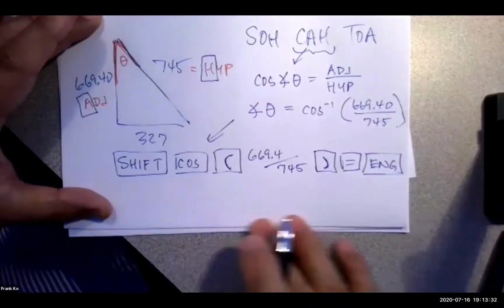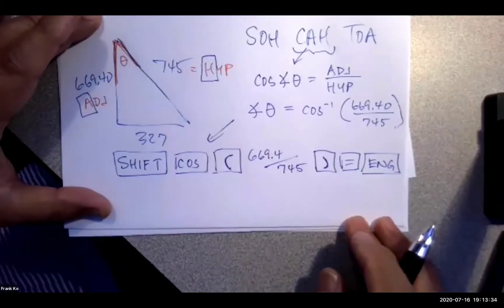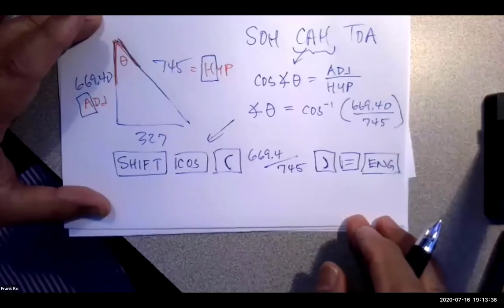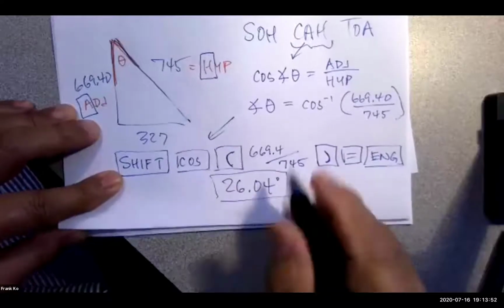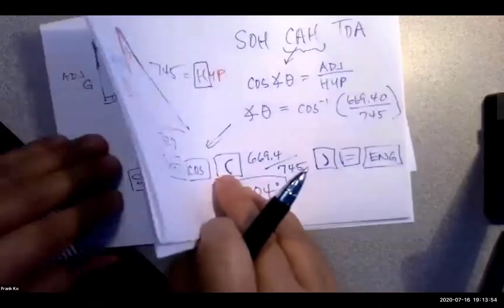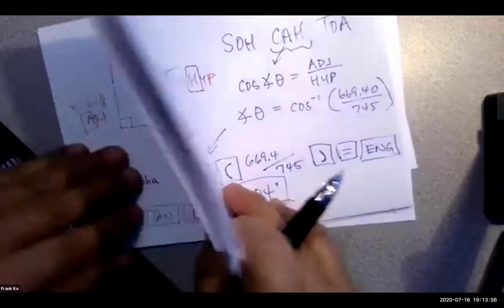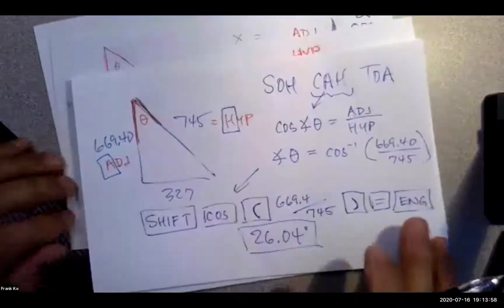And the calculated value works out to be what value here? Erica? I got 26.04 degrees. 26.04 degrees. Was that really close to the angle we had calculated a number of pages ago?